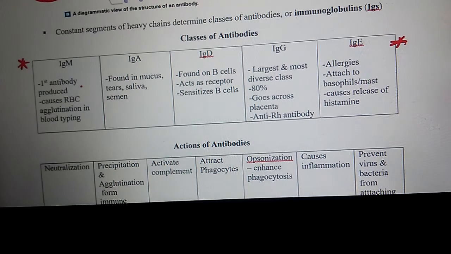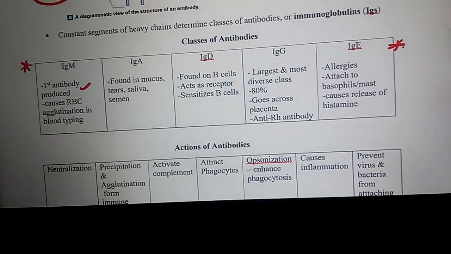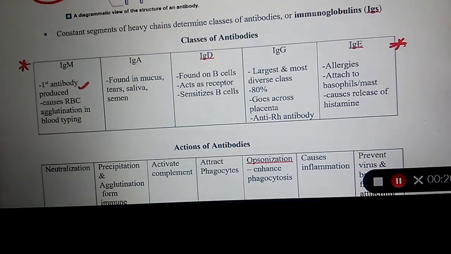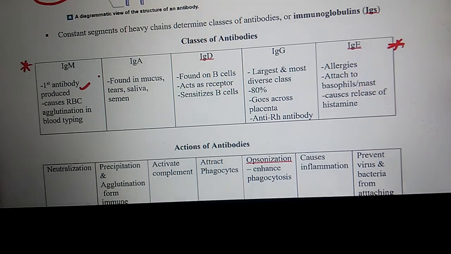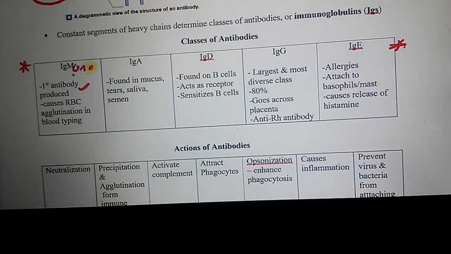So what's the first antibody to be produced? IgM. What's the first antibody to be produced? IgM. And remember, I always remember that because of mono, and mono means one.